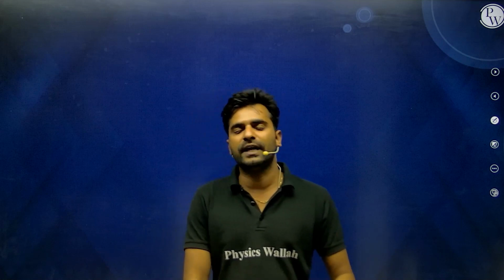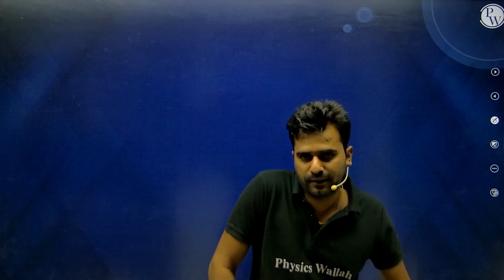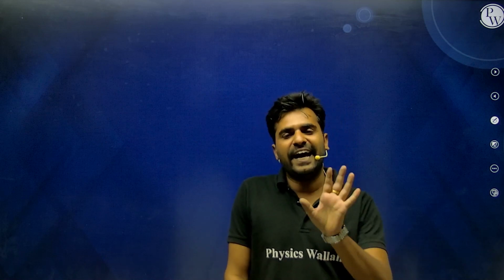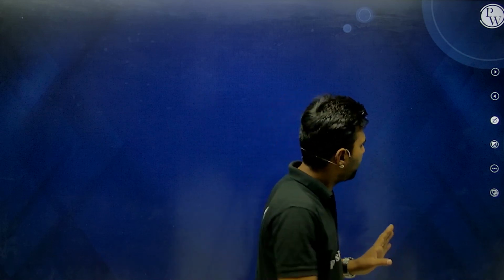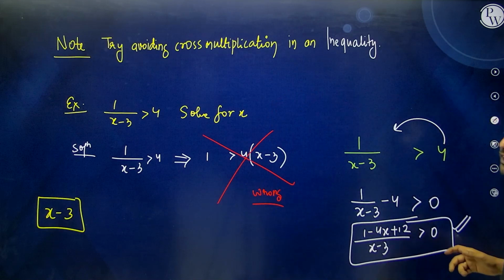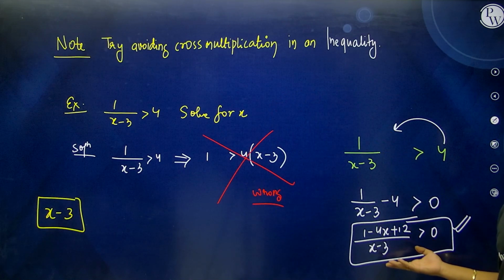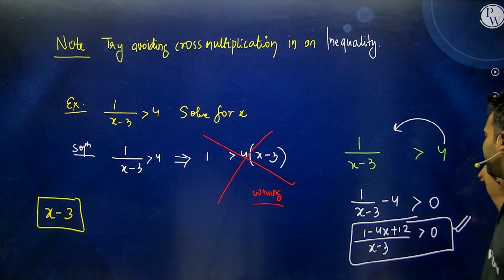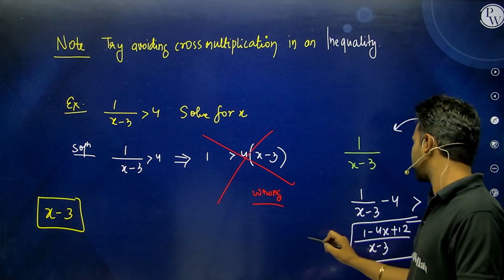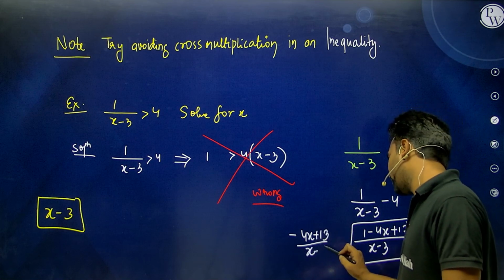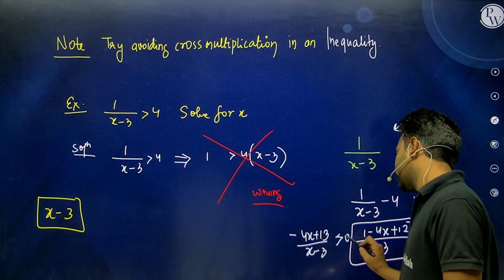Because if you do that, obviously the answer is going to be wrong in most of the cases, right? So try avoiding cross multiplication. Instead of doing cross multiplication, what you can do is bring this 4 onto the left hand side, take the LCM, and now you are familiar with how to solve this problem because this can be rewritten as minus 4x plus 13 over x minus 3, and I hope you might be knowing. If you are not knowing, you will definitely know in this session only.